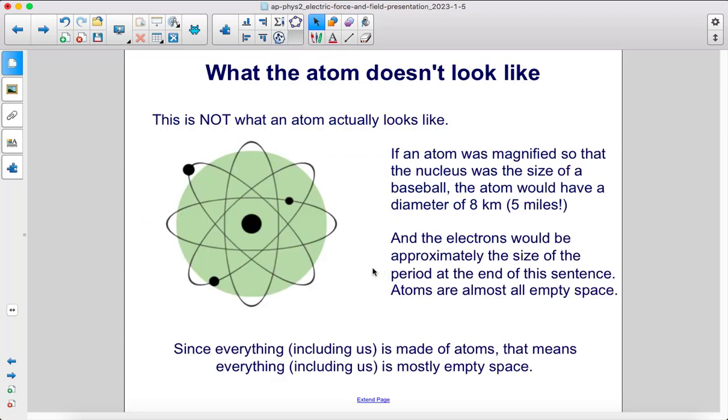Despite what you might have previously seen, this is not what an atom actually looks like. If an atom was magnified so that the nucleus was the size of a baseball, the atom would have a diameter of approximately 5 miles. And the electrons would be approximately the size of the period at the end of this sentence. Atoms are almost all empty space. Since everything, including us, is made of atoms, that means everything, including us, is mostly empty space.